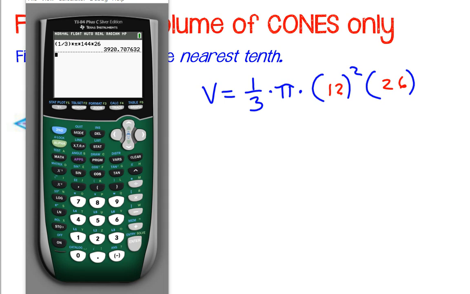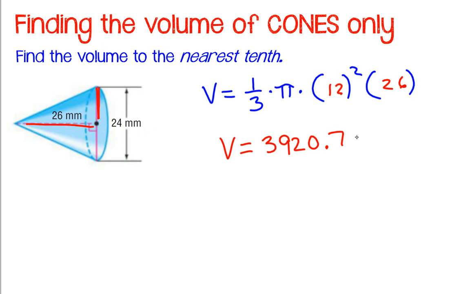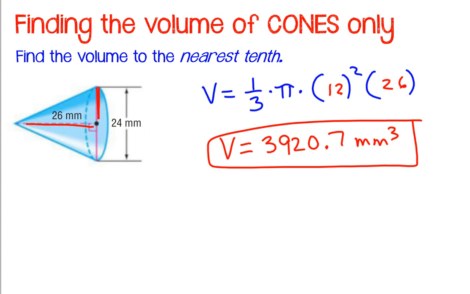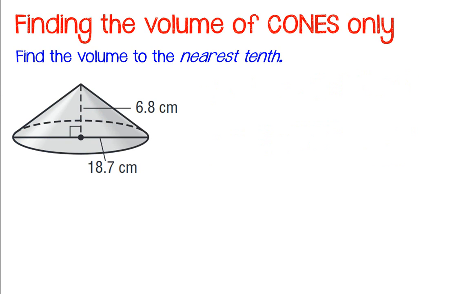So the volume is equal to 3,920.7 if rounded to the nearest tenth. Include your millimeters here, and that's it. I know the fraction seems a little bit scary, but once you have your calculator out, it's simple. All right, how about this one?